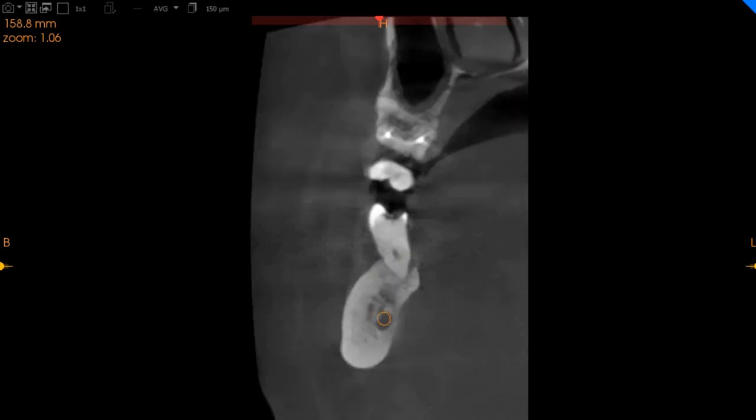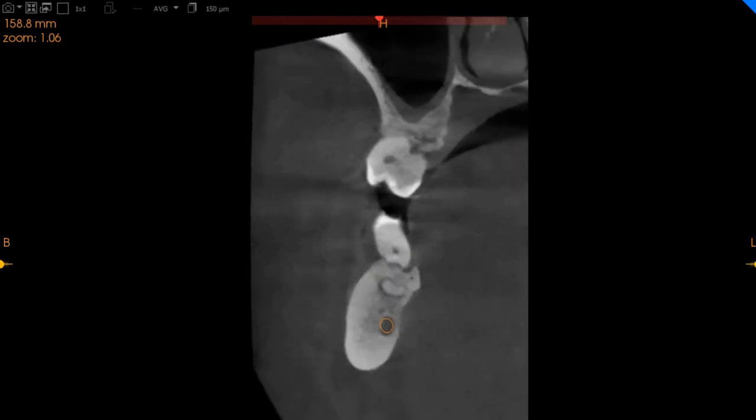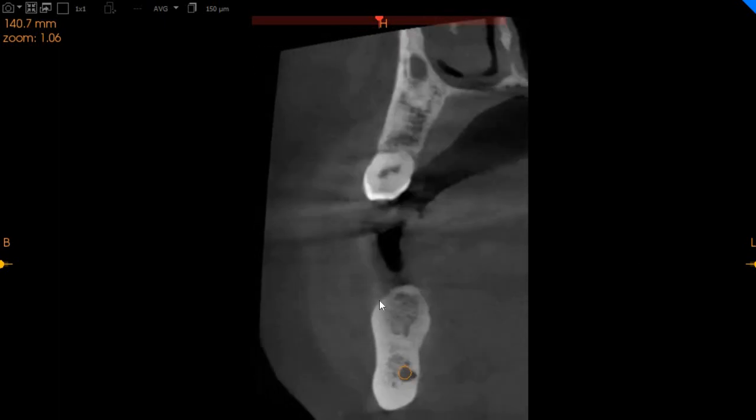Moving to the lower left 6 region, which is edentulous. Here we've got D2 quality bone, approximately 9 millimeters of ridge width with a good 13 millimeters of height. So an implant placement here should be easy.